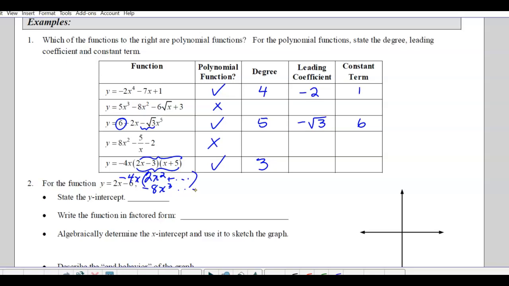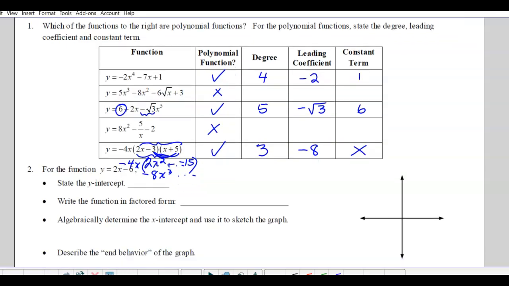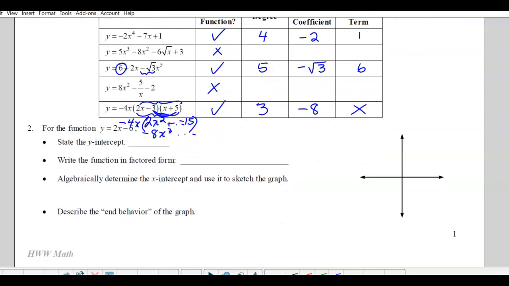Okay, so the leading coefficient is negative 8. And the constant term, again, do we have to do all of it? No, we would care about this. That's negative 15, multiplied by negative 4x, not going to have a constant term. So this has a constant term, but we're multiplying by x. So there is no constant term. I guess you could put 0, but we don't even include that.